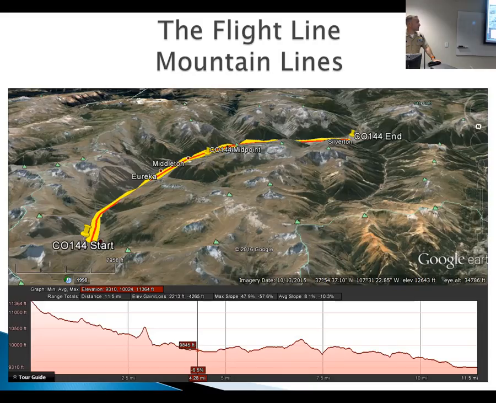I talked about spatial variation along the line. I think that's better illustrated in a mountain line. So this is one of my favorite flight lines we have. This is out in Silverton, Colorado. It starts up in the north at about 11,300 feet. It drops down about 2,000 feet in the course of a few minutes. So it's actually a pretty strong drop.